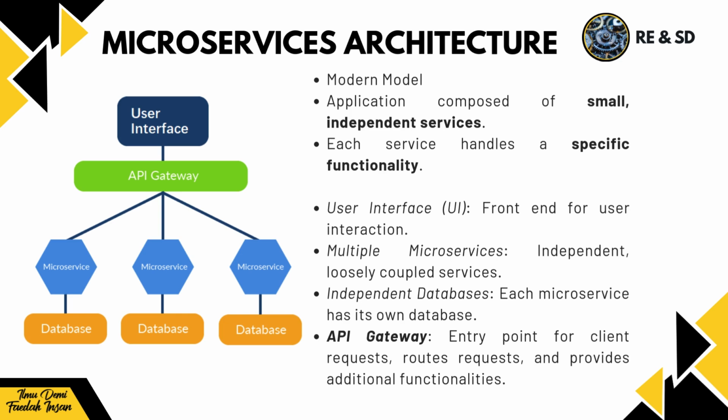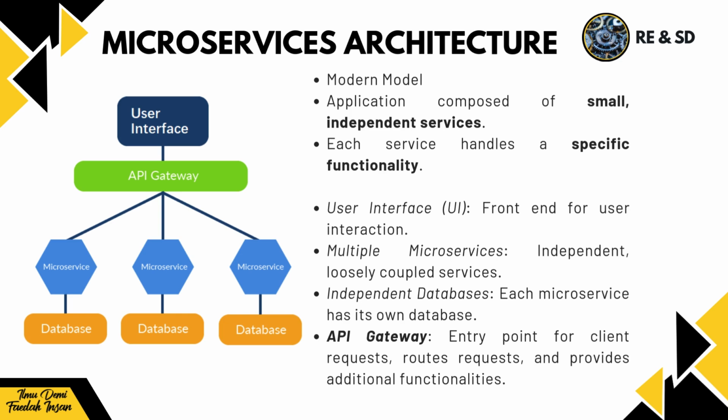Looking at the microservices architecture illustration, we notice that, like the monolithic architecture, it has a user interface as the front end. However, unlike the monolithic model, it features multiple microservices. These microservices are loosely coupled and each manages a specific functionality within the application. Each microservice has its own database.